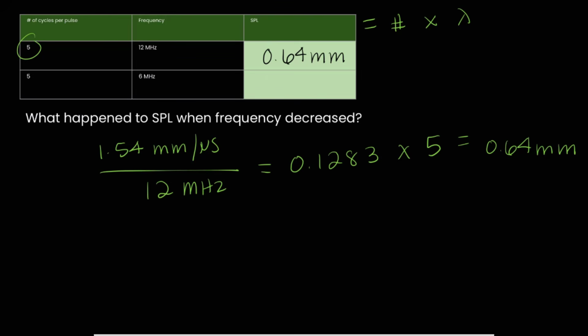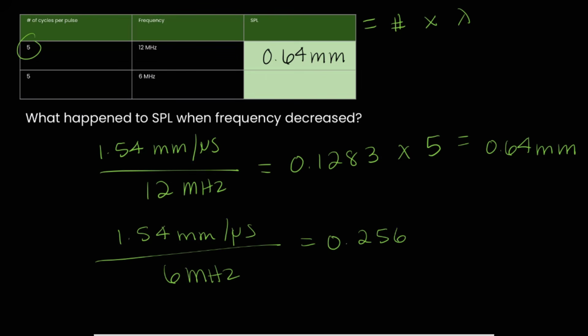Let's do the same thing for the 6 megahertz frequency. We'll take 1.54 millimeters per microsecond and divide it all by the 6 megahertz. Now when we do that, it equals 0.256 millimeters, and we'll multiply that by the number of cycles in our pulse, and that will give us a total of 1.28 millimeters. So we can add that value to our chart.